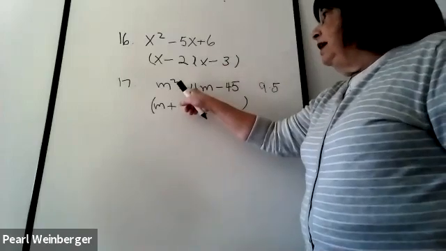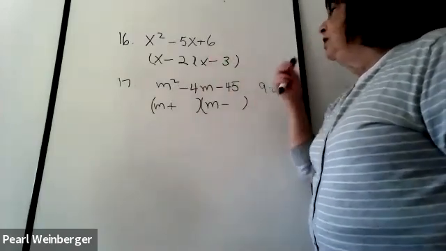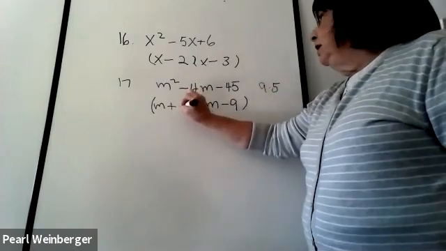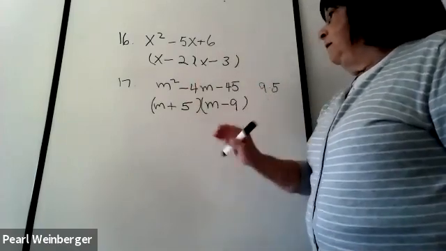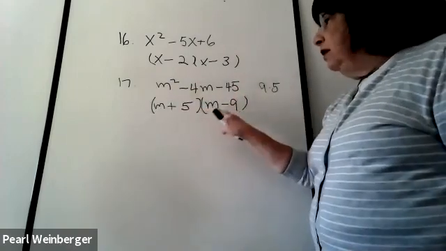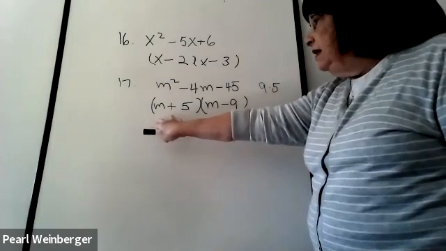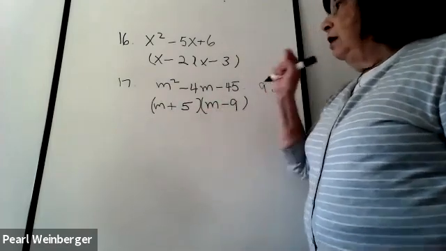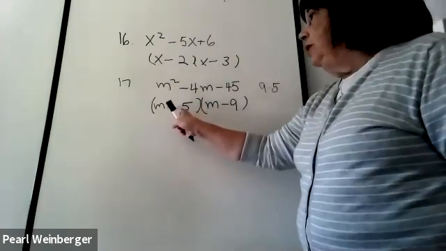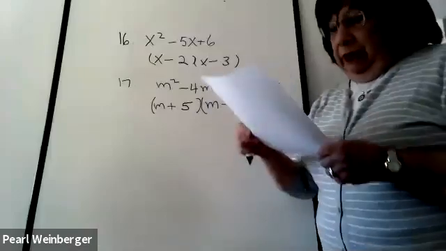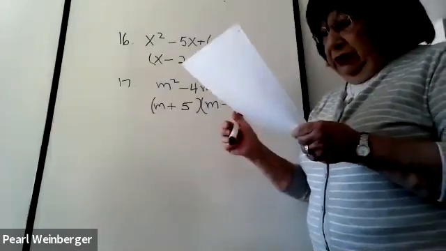The middle sign is negative, which means I have to put the larger number, which is the 9, by the negative, which means the plus goes with the 5. It wouldn't have made a difference if I had put the minus 9 first and the plus 5 second. But it would have been wrong if I had put the minus with the 5 and the plus with the 9. That was question number 17.